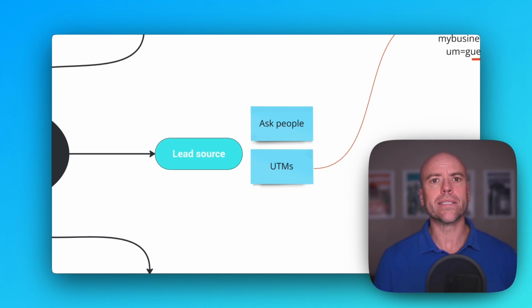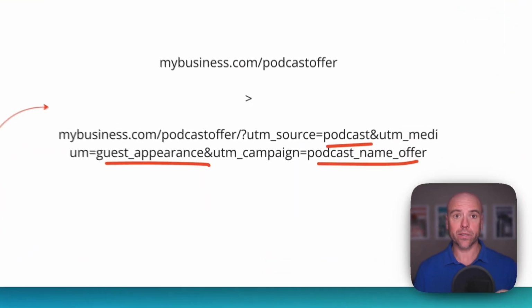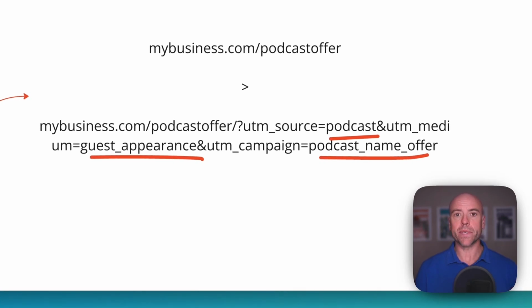Another way of tracking leads and sales is by using a memorable link in combination with a UTM tracking link. Just set up a redirect from a short link like mybusiness.com/podcast offer to a tracking link that contains the source, medium, and the campaign. Here's an example of a tracking link you might want to create with podcast as the source, guest appearance as the medium, and the podcast name and offer as the campaign.